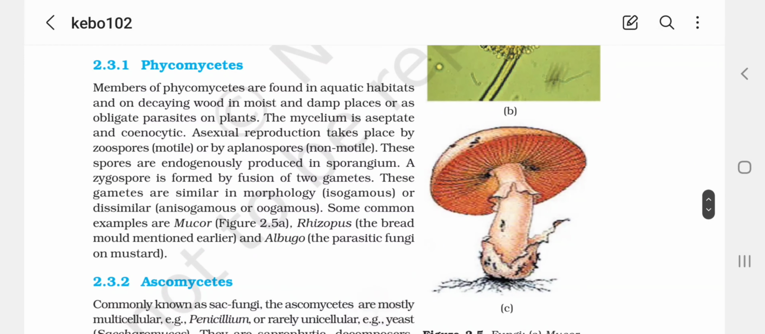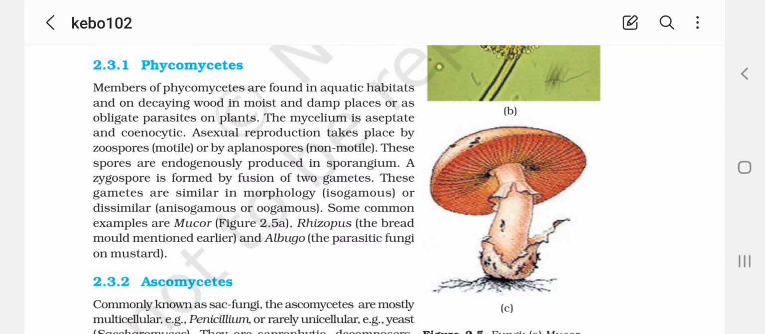Phycomycetes. Members of Phycomycetes are found in aquatic habitats and on decaying wood in moist and damp places, or as obligate parasites on plants. The mycelium is aseptate and cenocytic. Asexual reproduction takes place by zoospores, motile, or by aplanospores, non-motile. These spores are endogenously produced in sporangium.